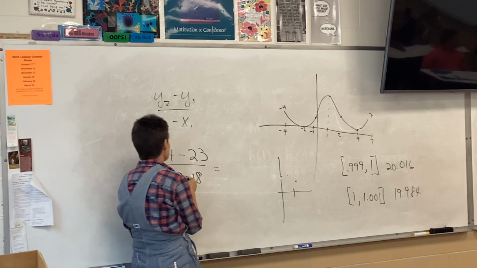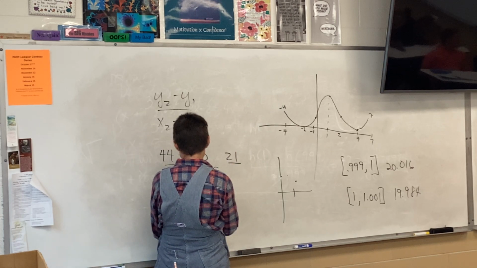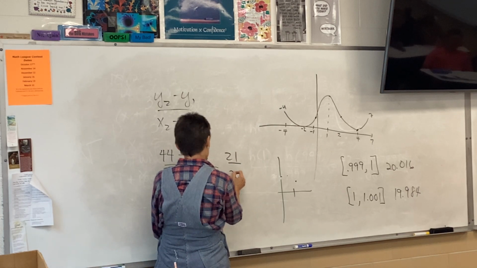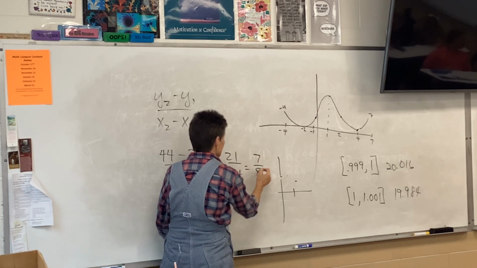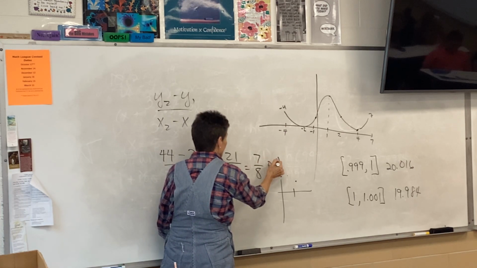So, what is that? 21 over 24, which reduces to 7/8 pounds per month.